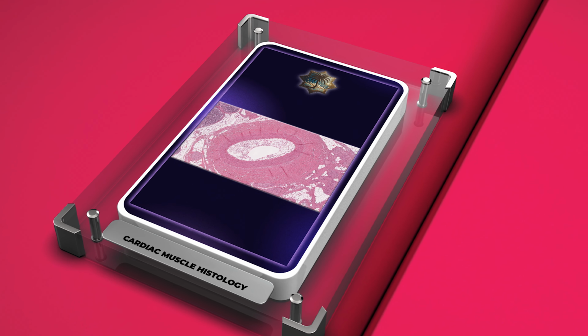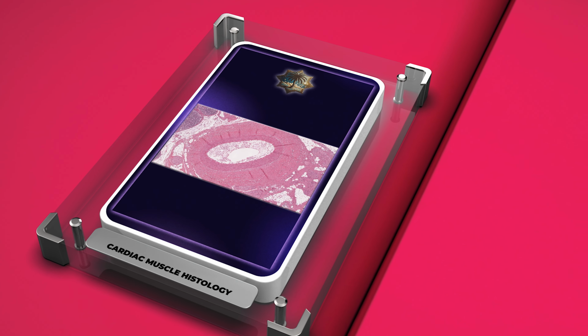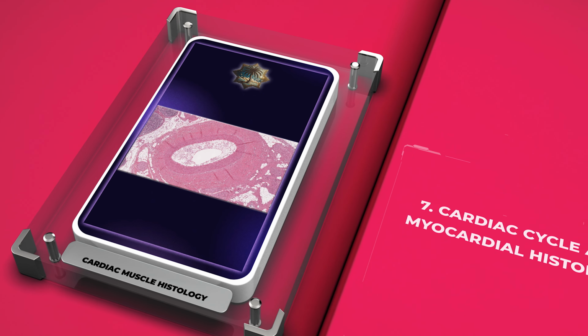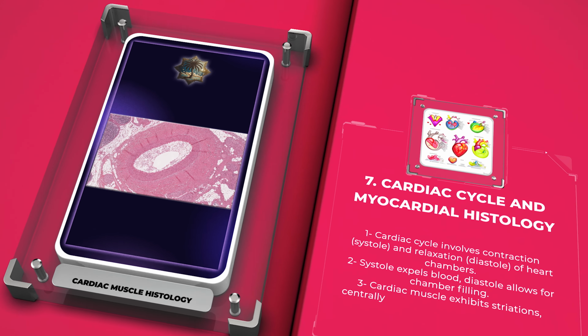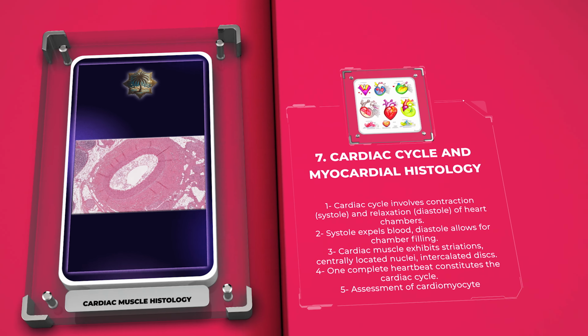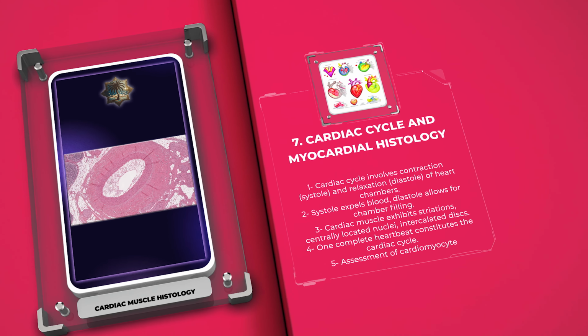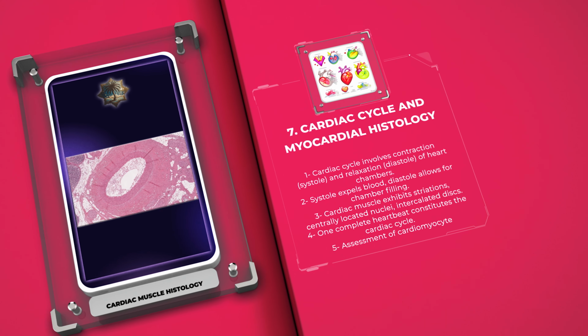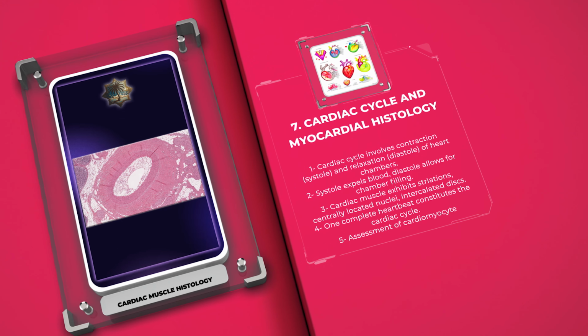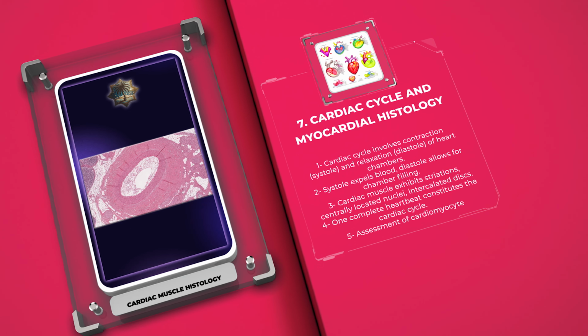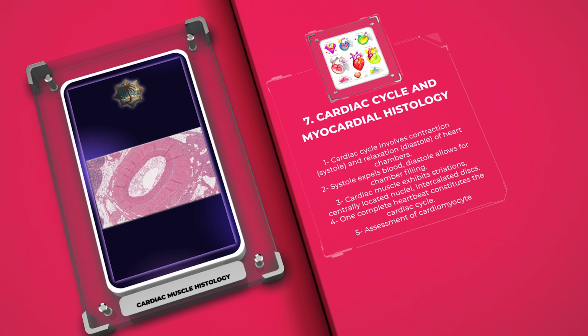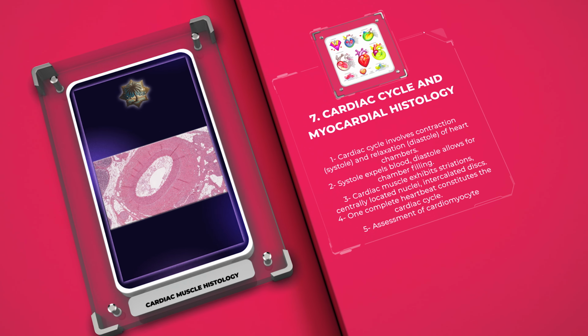The cardiac cycle encompasses one complete heartbeat and involves the contraction, systole, and relaxation, diastole, of the heart chambers. During systole, the myocardium contracts to expel blood, while diastole allows for filling of the chambers. Histologically, cardiac muscle exhibits distinct features such as striations, centrally located nuclei, and intercalated discs.